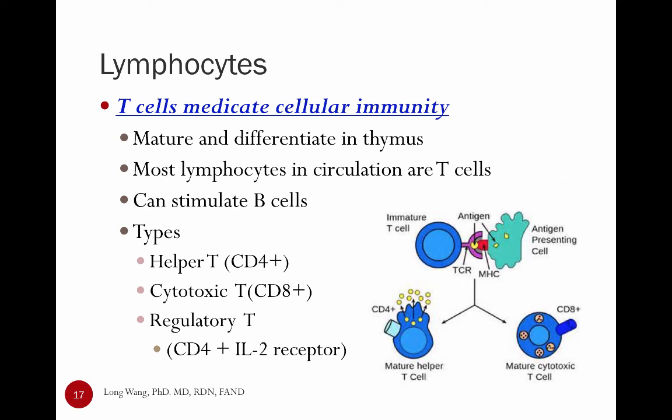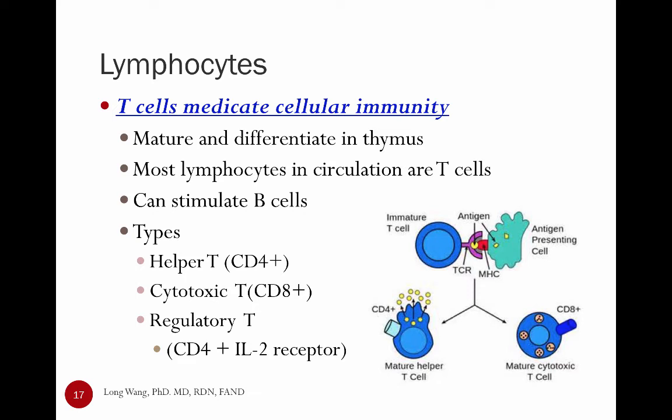For lymphocytes, these are the ones we need to focus on, right? There are also different types. T cells, T as in thymus. That means these cells mature and differentiate in the thymus.